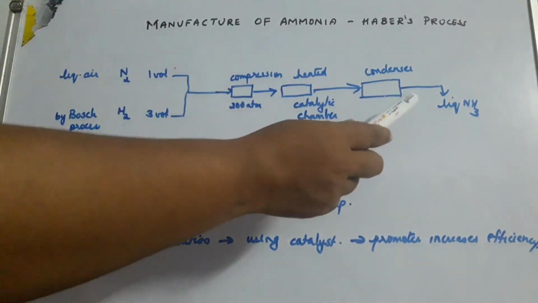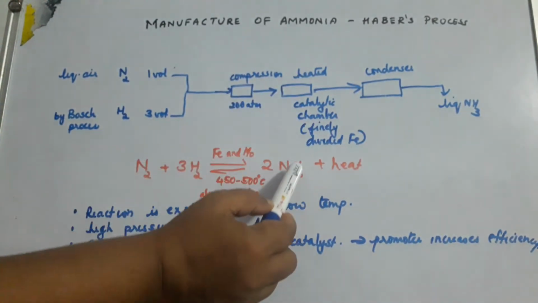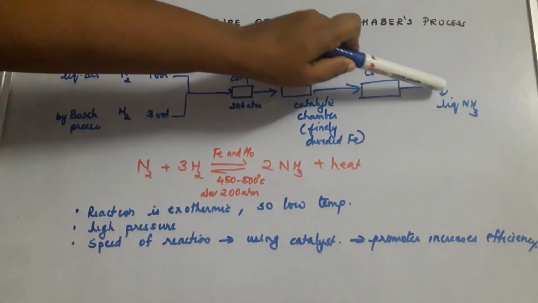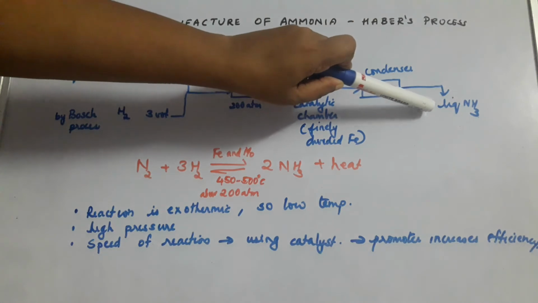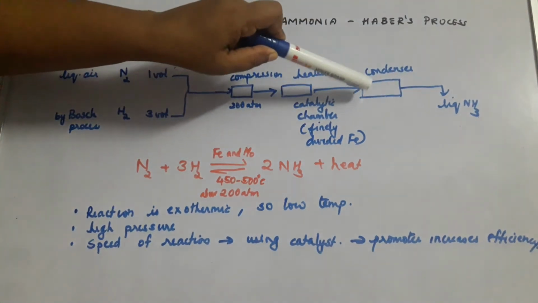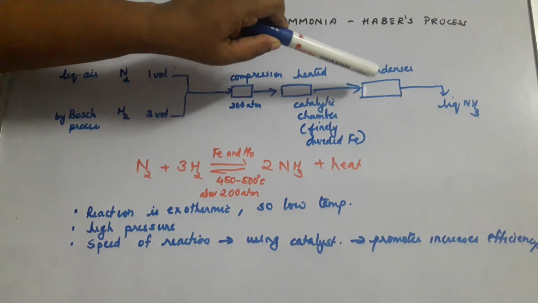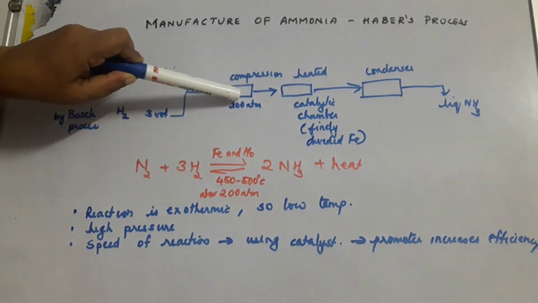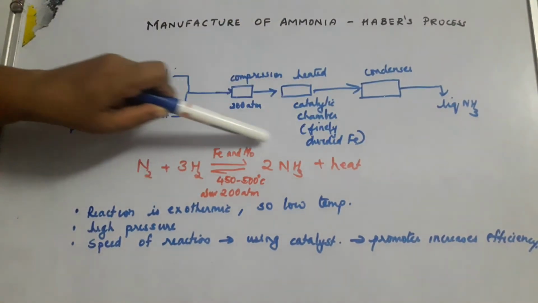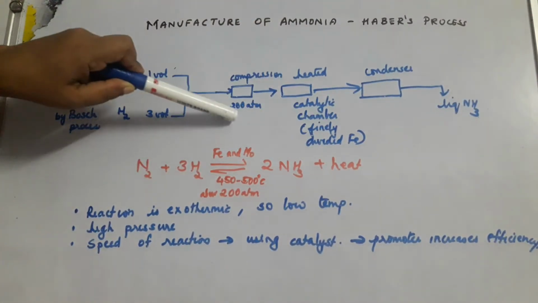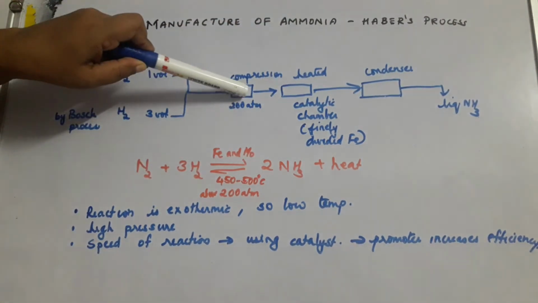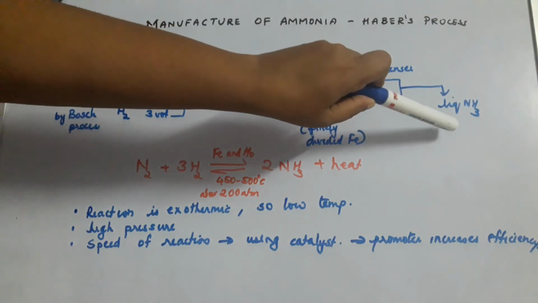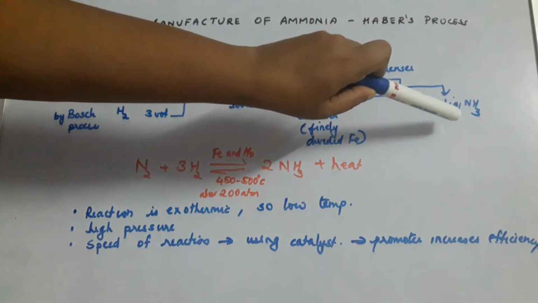Here when it is condensed, ammonia gas will liquefy first, into liquid ammonia. And the remaining gases, that is unreacted nitrogen and hydrogen, are again passed into the compression chamber. So it is recirculated, from condensation to compression. And now we got liquid ammonia. So this is how we get ammonia by Haber's process.